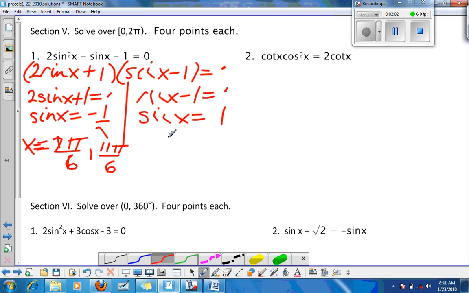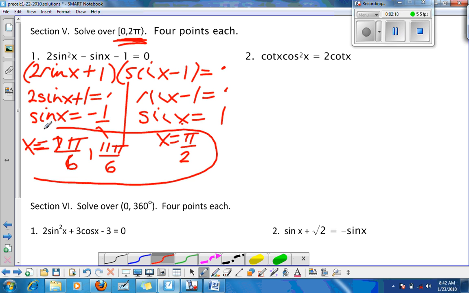For this part, what angle has a sine of 1? Well, there's only one angle that has a sine of positive 1 on this interval, and that is pi over 2. So my three answers here are pi over 2, 7 pi over 6, and 11 pi over 6.